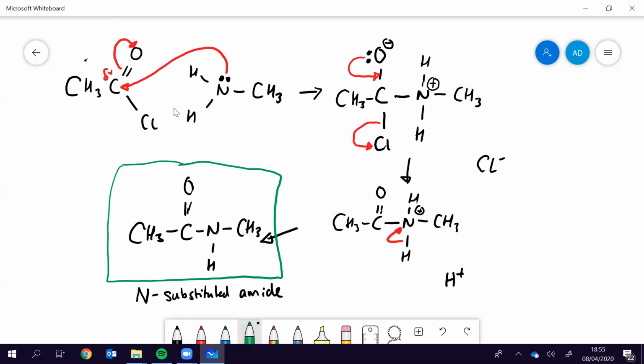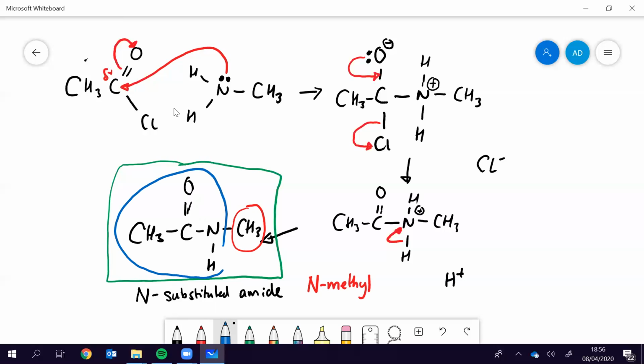you'd call this one, right? You've got a methyl group here attached to a nitrogen, so it's called N-methyl, and then you've got this bit here, and that is called ethanamide. So that will be called N-methyl ethanamide.